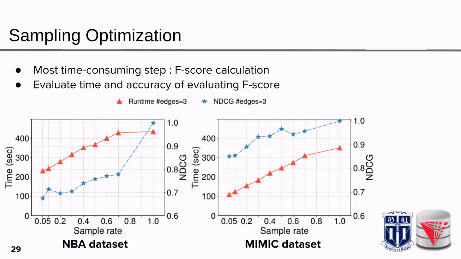In terms of accuracy, we use NDCG score as the evaluation metric and global patterns generated without sampling as the ground truth, to see how relative ranking changes by using sampling. The result shows that NDCG scores are still pretty high even with aggressive sampling rates.